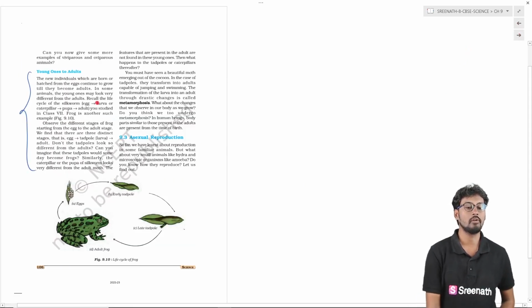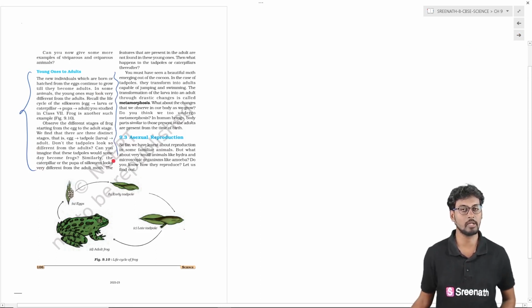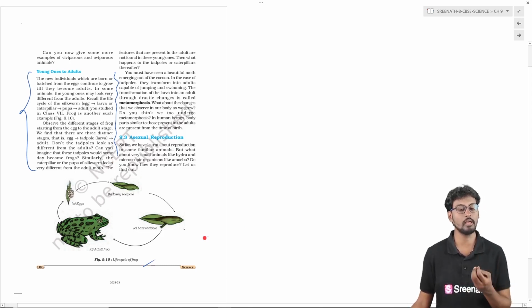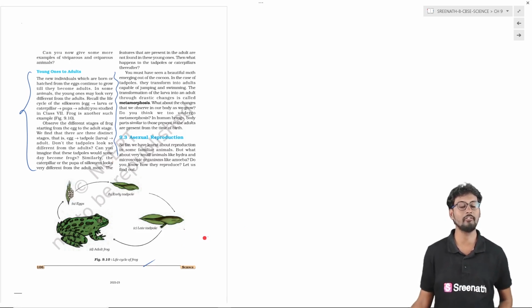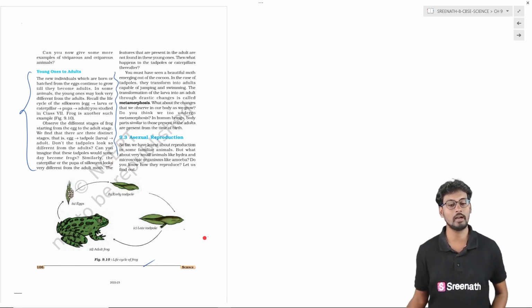So young ones are converted into adults. Here we can see this kind of conversion is called metamorphosis. In the life cycle of the frog, we can see the development of the egg into a tadpole, the tadpole then forms the late tadpole, and finally it undergoes metamorphosis into the adult frog.